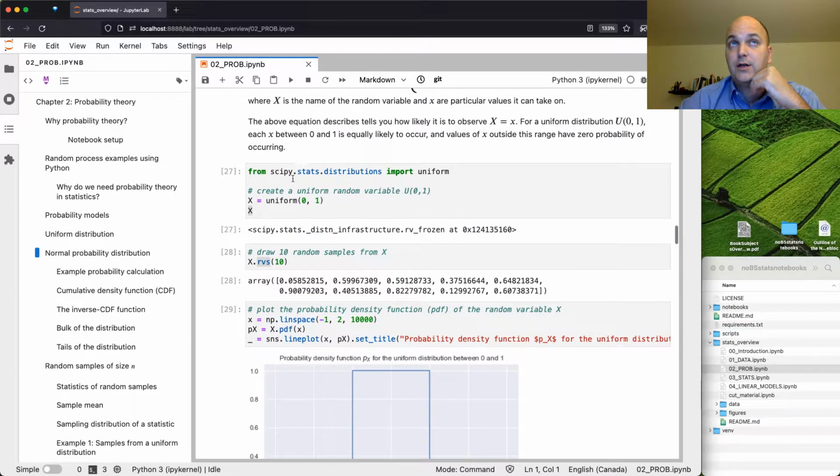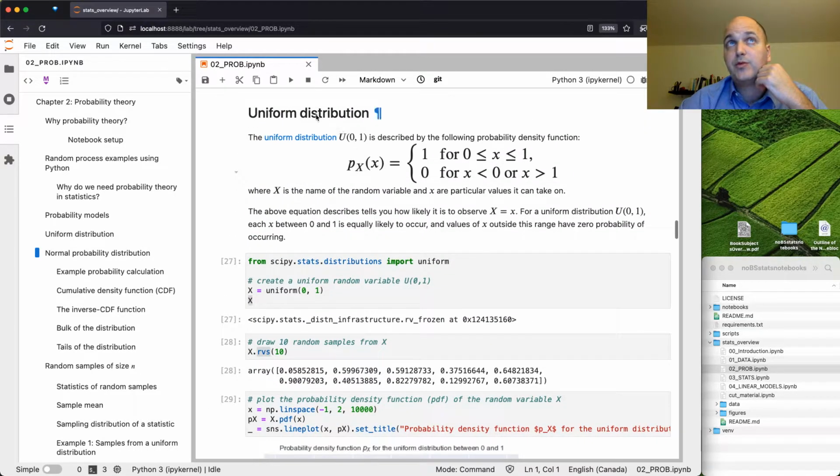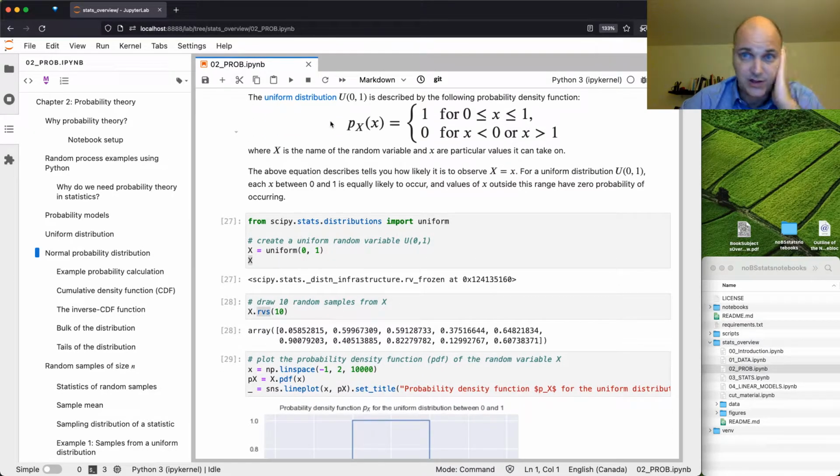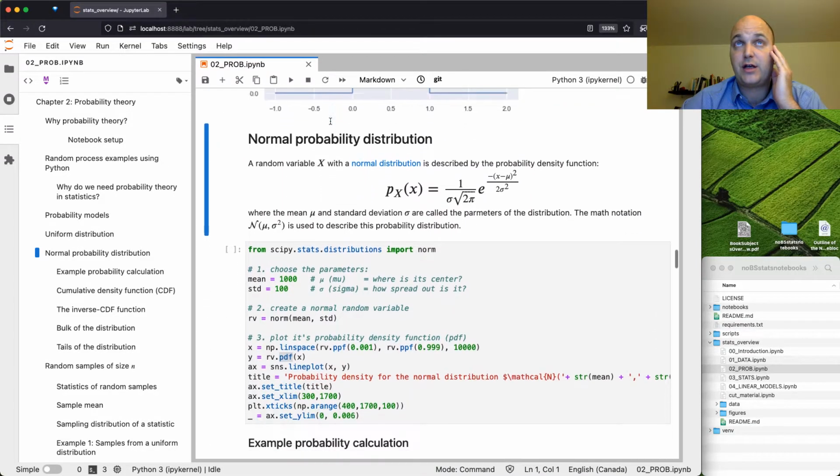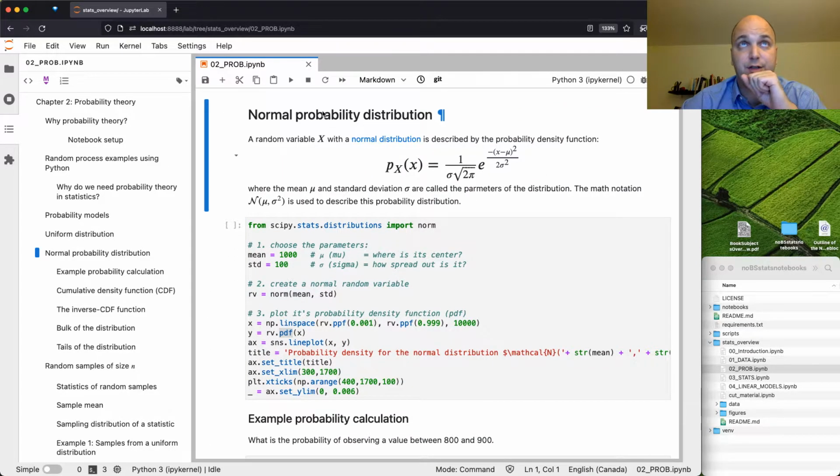So that's an example. There are dozens of probability distributions. This was the simplest one, so that's why I'm showing it as an example. The second distribution you need to know about is called the normal distribution. Gaussian, bell-shaped curve. It's super important. Let's see it.